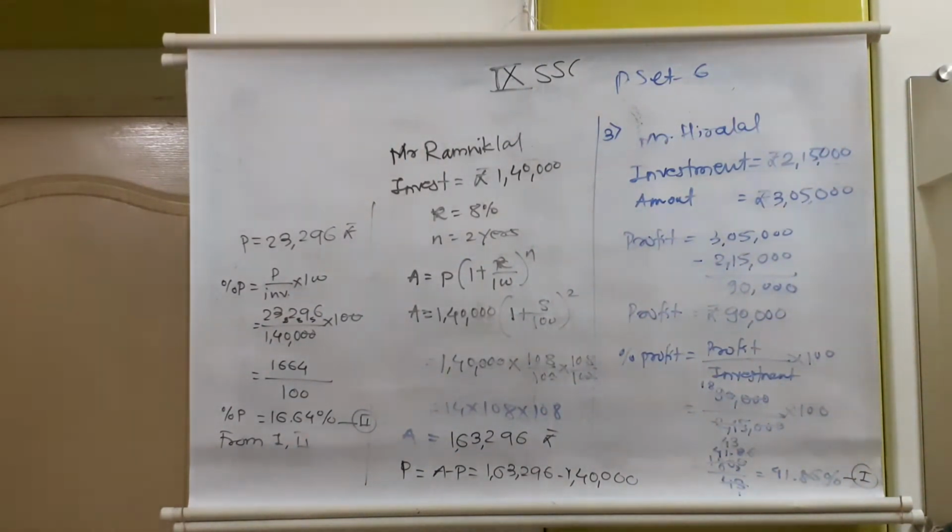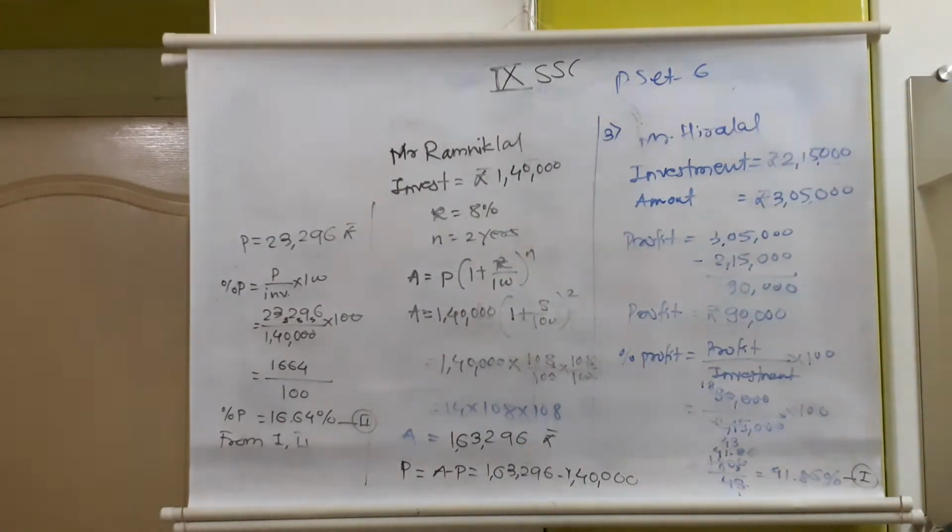Percentage profit for Mr. Hira Lal is 41.86%, which is approximately 42%, near about half. And for Mr. Ramnik Lal, it is 16.64%, which is nothing but near about 17%. So 42% and 17%.